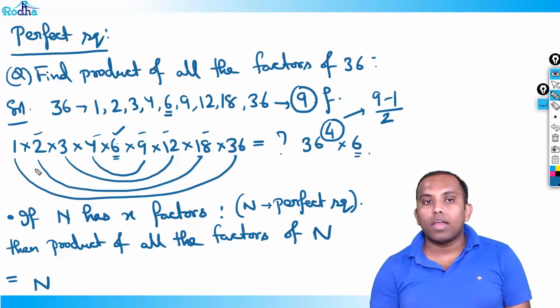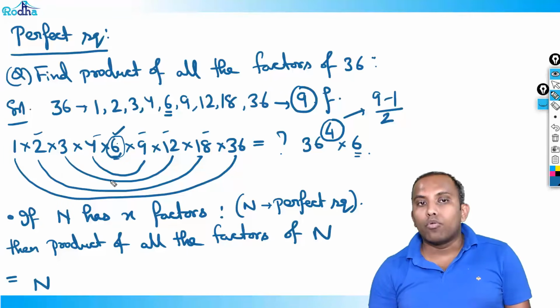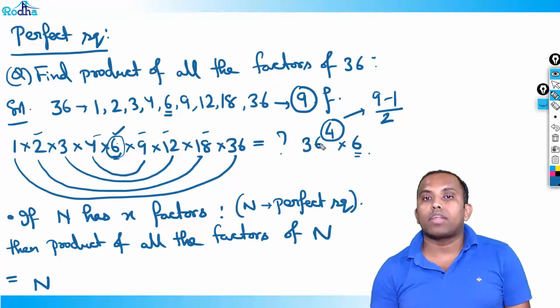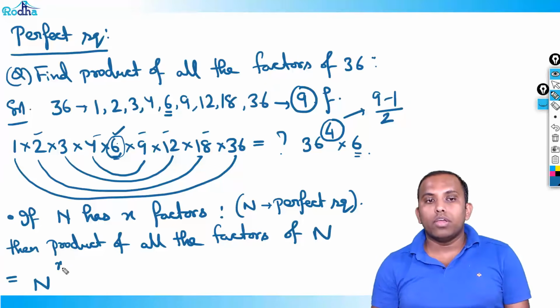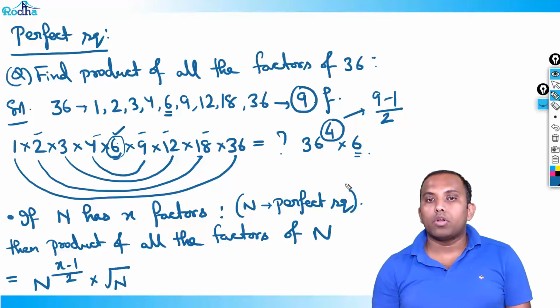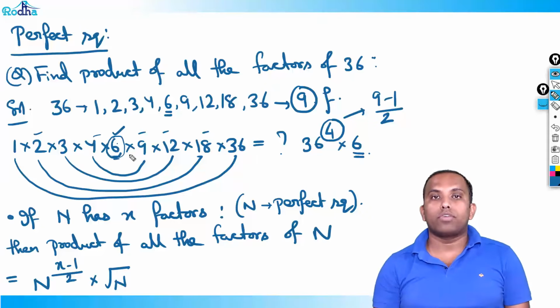By 2, because I can form 4 pairs. After I exclude this 6, I can make 4 pairs, because there are 8 factors left. So 9 minus 1 by 2. Similarly, n raised to x minus 1 by 2, into what? Into root n. Because what is left? 6 is left here. So always, in case of perfect square, its square root will be left. That is root n.